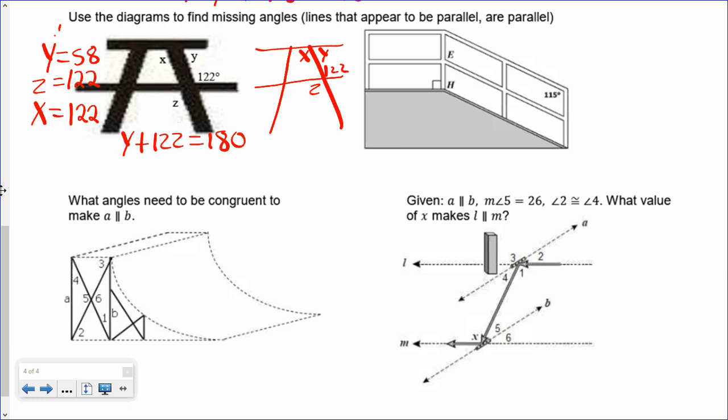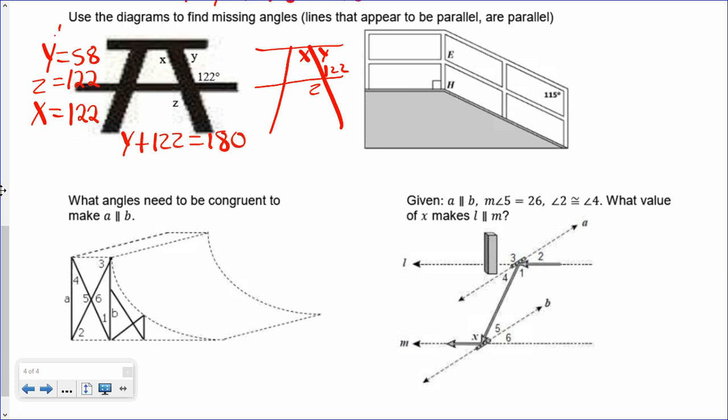I did see that. That was pretty simple. All right, this next one is a ramp with a weird railing type thing. Garage? No, it's a ramp with a railing. I want you guys to find the angle labeled E and the angle labeled H. I want you to find H and E, those angles.